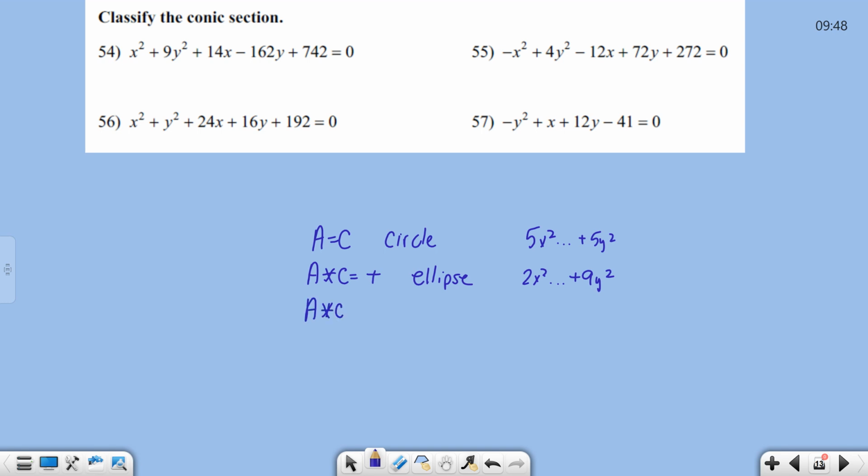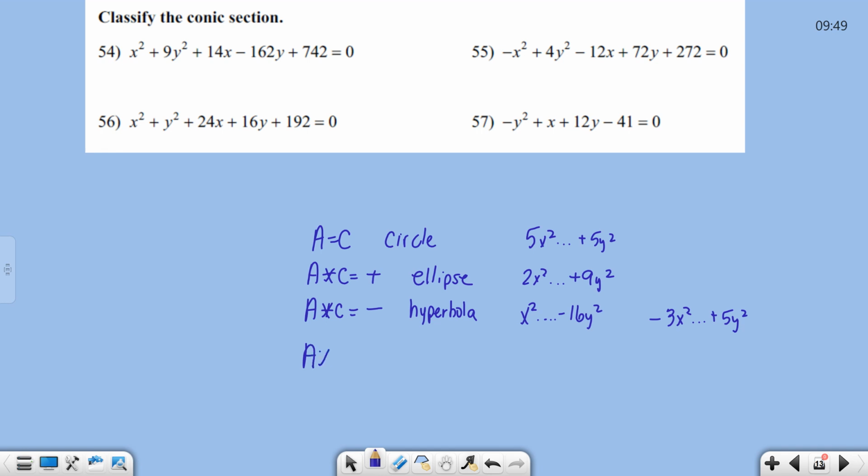If you multiply A and C and you get a negative number, that's a hyperbola. That is the one that has the minus sign between the two terms. So you can have x squared blah blah blah minus 16y squared. Or maybe you have negative 3x squared dot dot dot and then plus 5y squared. Okay, so one of the squared terms is negative.